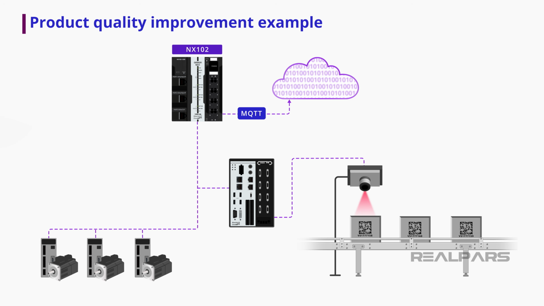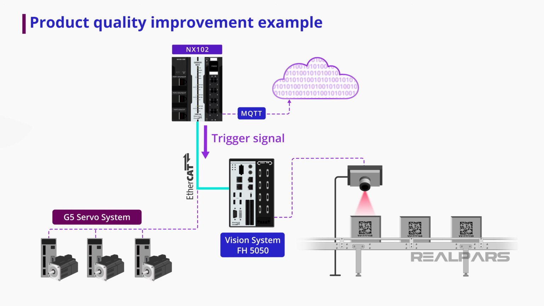The Omron NX102 controller sends motion control signals via an EtherCAT network to an Omron G5 servo system that drives the conveyor. As the aluminum blocks move along the production line, the servo system sends position data back to the NX102 controller. The controller then determines a time to trigger the camera and then sends a trigger signal to the Omron FH5050 vision system when required.